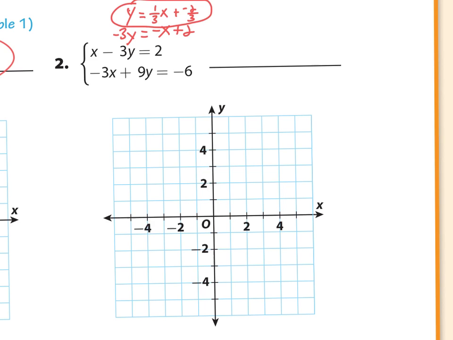So there's my first equation. For my second equation, I want to get rid of the negative 3x, so I'm going to add 3x to both sides. That'll give me 9y equals 3x plus negative 6. Divide everything by 9, and you get 1y is equal to 1/3 x plus negative 2/3. Now, what do you notice about our two equations?